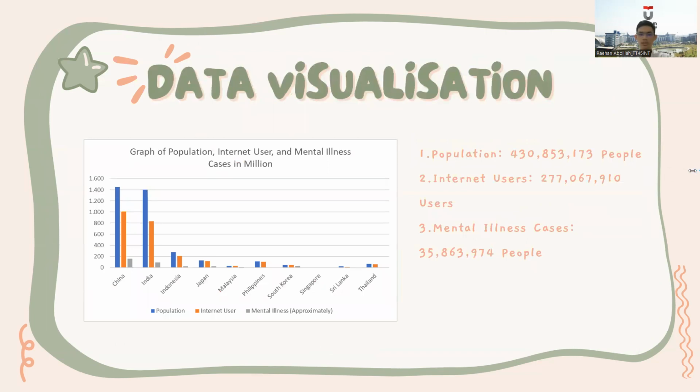Next is the data visualization. Here, you can see on your left the graph of the population, internet user, and mental illness cases in million. As you can see here, China and India have the most population in the world now. And for the average, the population from those 10 countries is 430,853,173 people. For the internet user, the average is about 277 million users. And for the mental illness cases, it's around 35 to 36 million people.